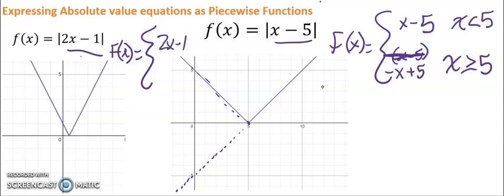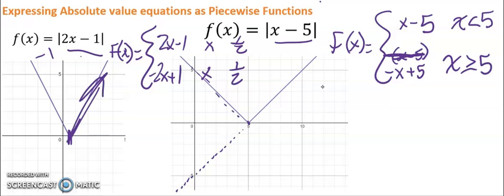The second statement, you multiply everything by minus 1. So negative 2x plus 1. Your restriction is your turning point. So I'm going to say that's a half. And then if you look at the positive line, that's this one. The positive slope is bigger than or equal to 1/2. The negative slope is less than 1/2. Okay?